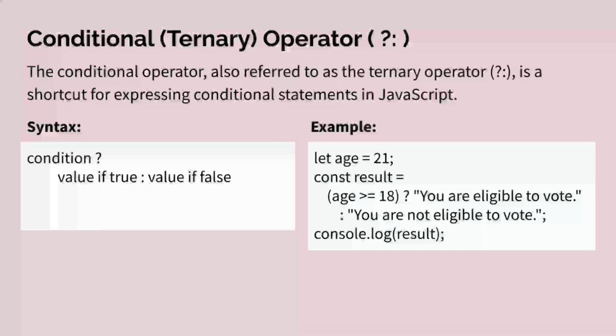The next conditional statement in JavaScript is the conditional operator, which is denoted by a question mark and colon. This is also called the ternary operator. This is a shortcut of expressing the conditional statement in JavaScript. In other words, we can say that it is the shortcut of the if-else statement. The syntax and the example are shown on the screen.